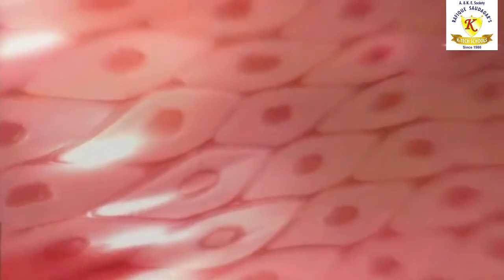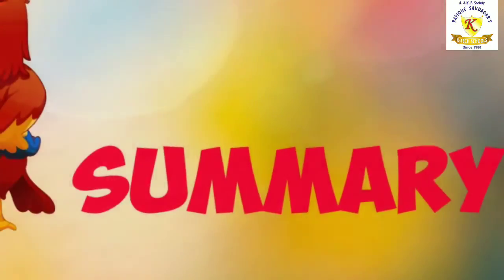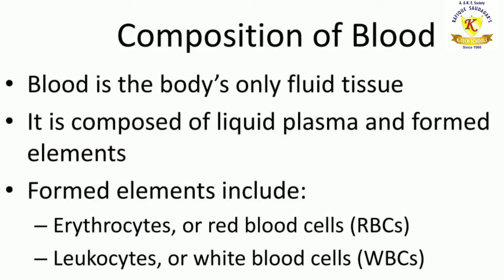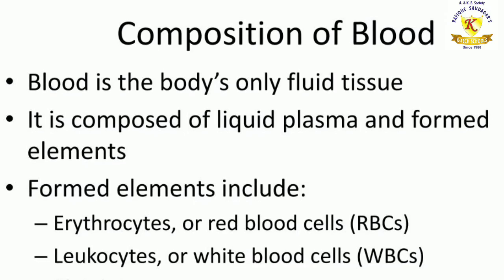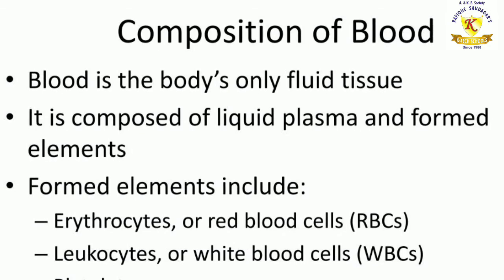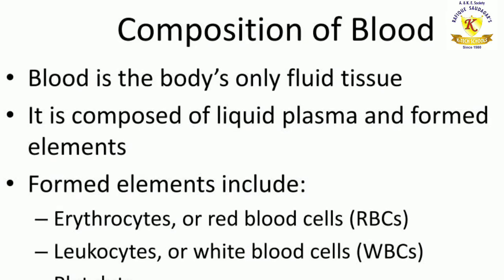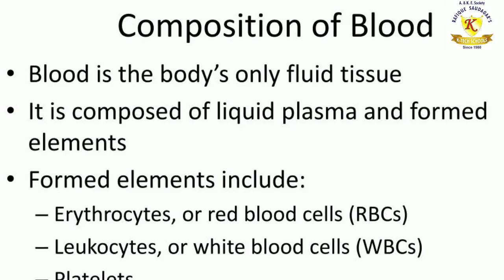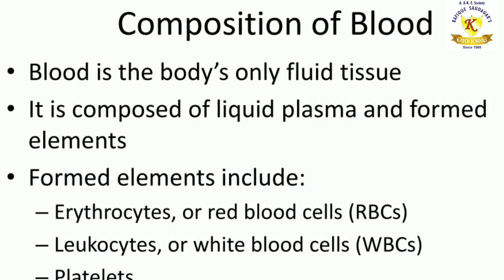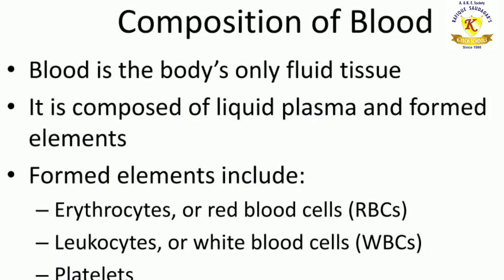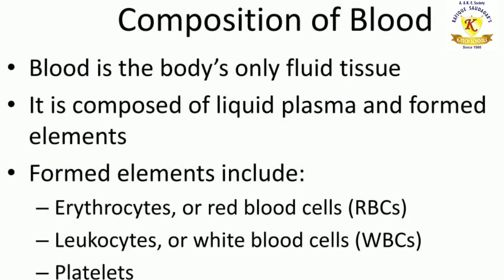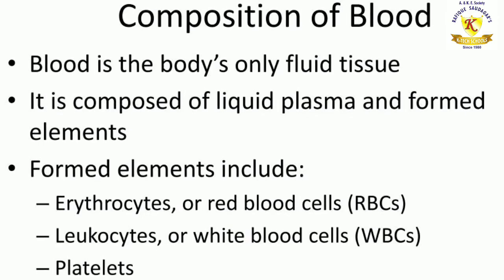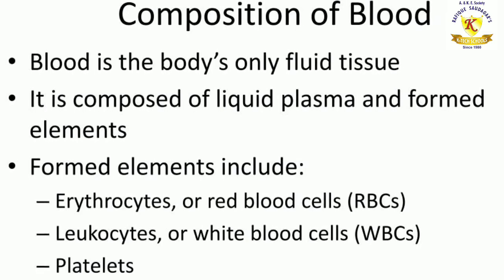Understood? So let's take a quick look at the summary. Components of blood. Blood is the body's only fluid tissue. It is composed of liquid plasma and formed elements. Now these formed elements include erythrocytes or red blood cells, leukocytes or white blood cells, and platelets. Okay, children?